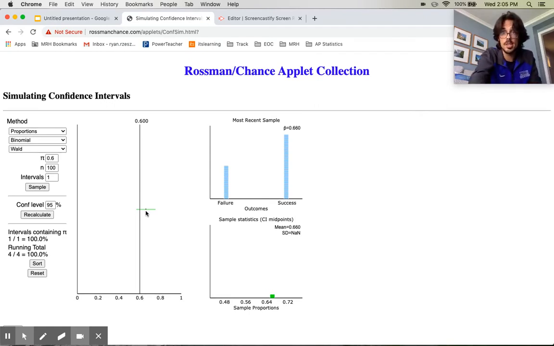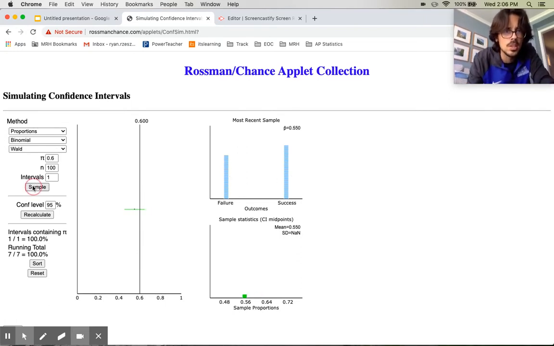So the real answer is 60%. I scooped up a sample, and apparently I got 66% for my p-hat in this problem. But even though I didn't get the right answer, 66% isn't the correct answer, when I spread my arms, I still was able to catch the real answer of 0.6, which is this line right here. So that interval is still considered a success because it captured the right answer within its range. If I make another interval right here, this one was a little lower. I got 63%, but that person still caught the right answer. We're good to go.